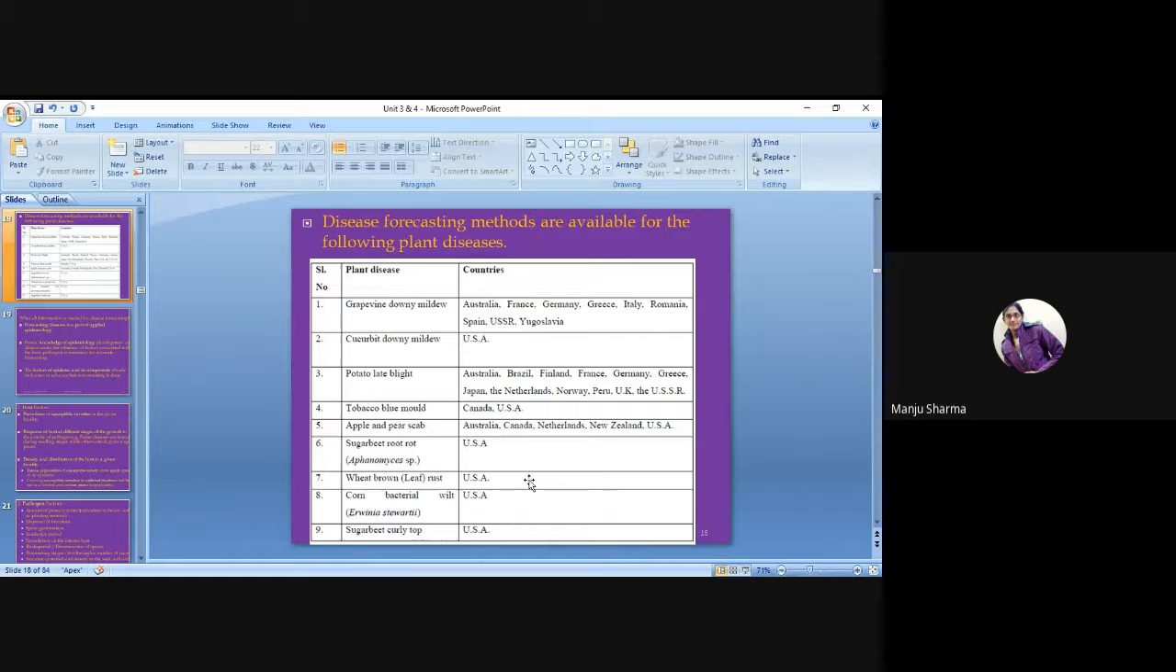Apple and pear scab disease in Australia, Canada, Netherlands, New Zealand; sugar beet root rot in USA; wheat stem rust in USA; then wheat brown leaf rust in USA; and the corn bacterial wilt in USA, and the sugar beet curly top in USA.